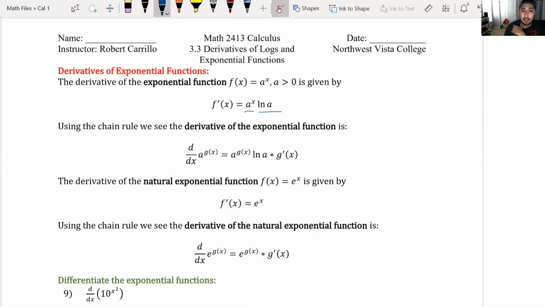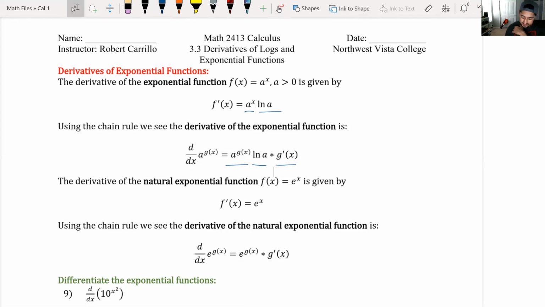Okay, and then now you get the chain rule derivative. d over dx of a to the g of x is still a to the g of x times the natural log of that base a times the derivative of the exponent, g prime of x. I don't know how to make that any simpler. It's ugly, but that's it.